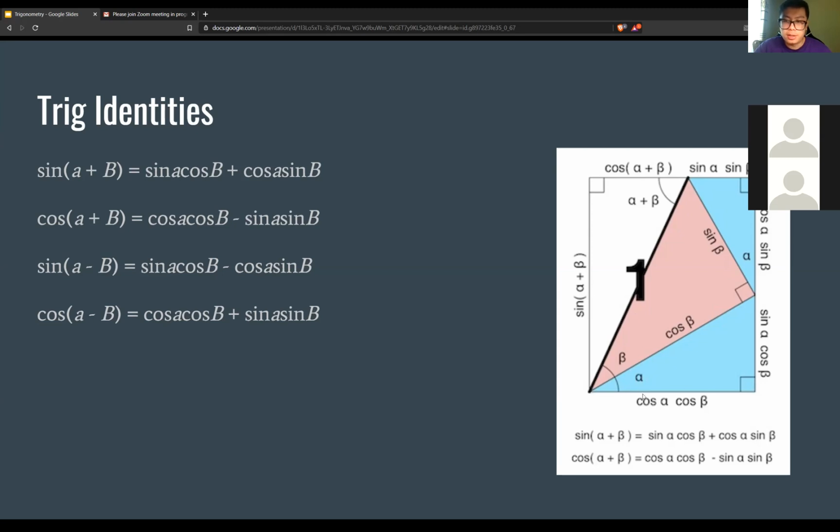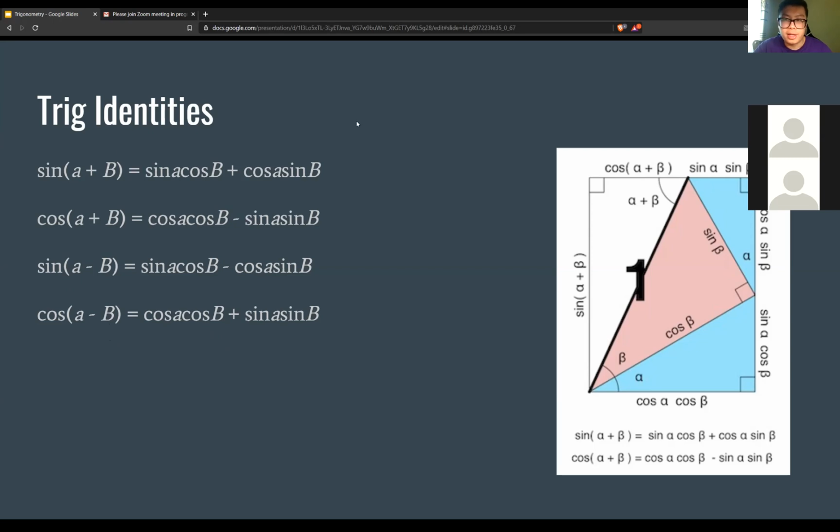Simplifying for cosine of a plus b, cosine will be this bottom length right here. If we were to draw this side length, it will be over here, from here to where those two side lengths intersect, and that will be cos a cos b minus sine a sine b. And you divide that by 1, it just stays the same. So it's equal to that. And for sine of a minus b and cos of a minus b, you switch the sign around. So give me a thumbs up if you sort of understand how to prove these trig identities.